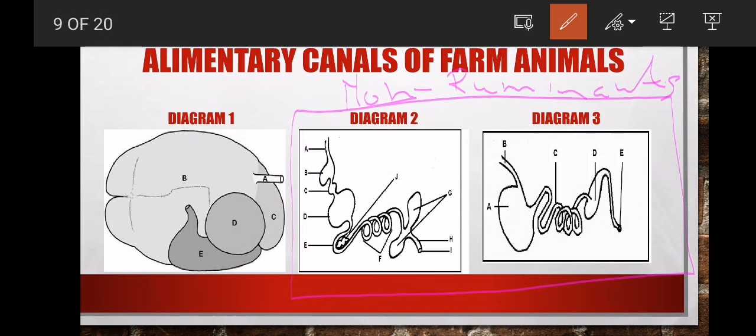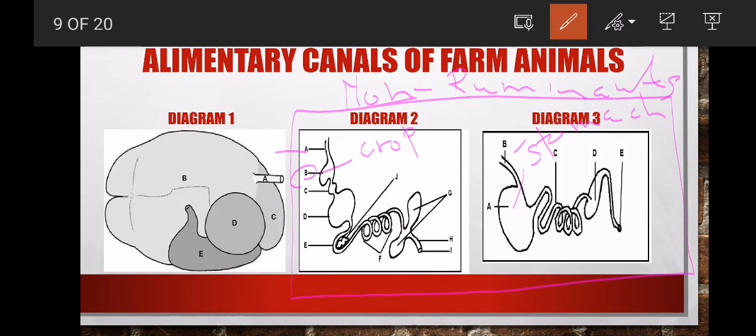When you look at this one, you have the A here, it's your esophagus, same as B here is the esophagus. When you look at this part, we call this part a crop. Take note of this part. When we look at this one, this is the simple stomach. So from the esophagus, in the case of a chicken, there is an enlargement of the esophagus which we call a crop. We'll look at the function later.